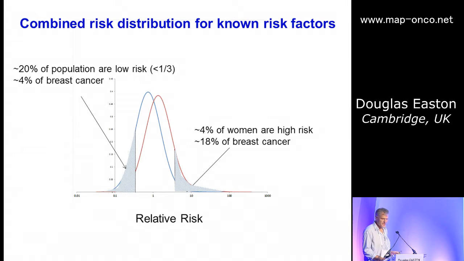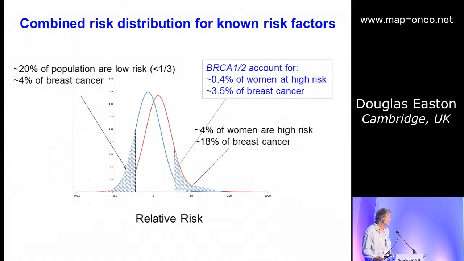And you could argue that these women, and has been argued, shouldn't really be screened at all. And just by way of comparison, BRCA1 and 2 mutations account for only about 0.4% of the population. So putting this all together, you can essentially increase the number of women who are defined at high risk by about 10-fold.